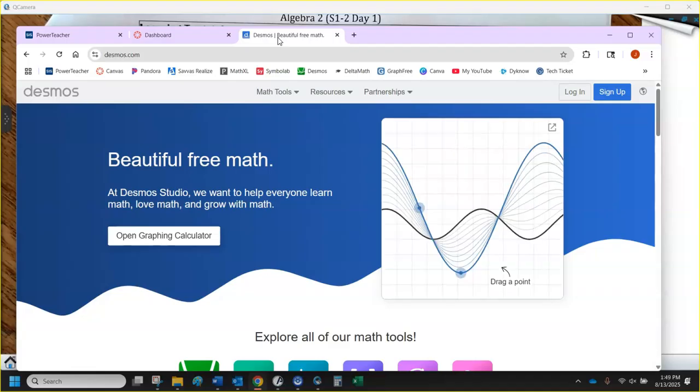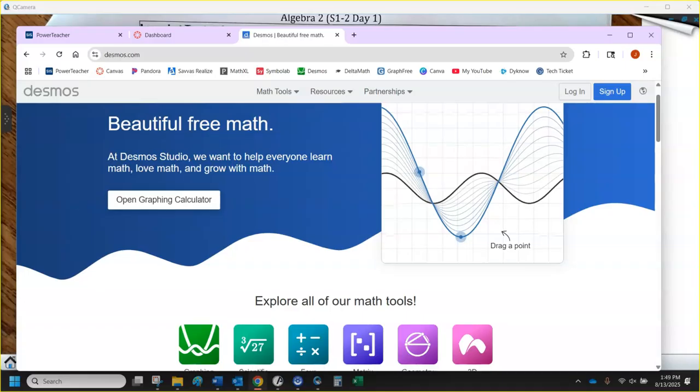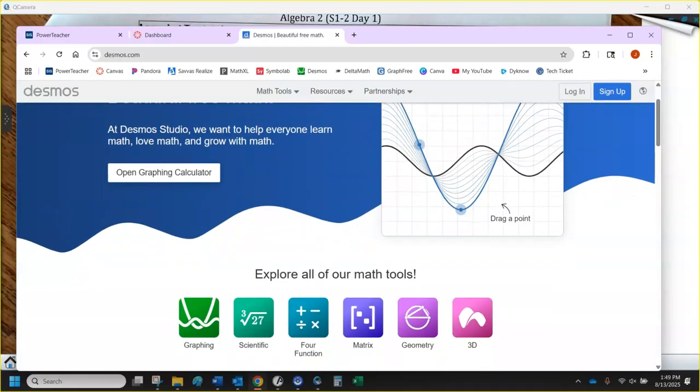I have it bookmarked. Okay, this has a bunch of different things that it can do here. Let me scooch it up so you can see. We're going to use the graphing calculator today, but there's also a scientific calculator, if you don't have one, and matrices. I haven't used the geometry or the 3D, but you're welcome to check it out if you want to. This is all totally free.